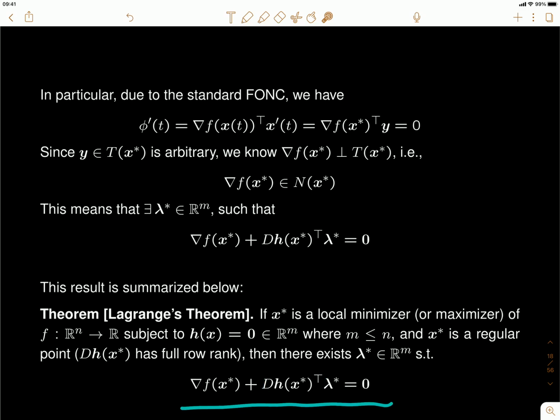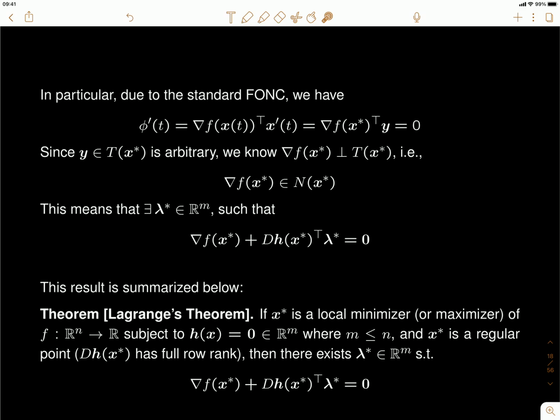Okay, that means this is true. So we're actually using this theorem. What you just need to know is that you can look at the point x star, and then you check the gradient of f and the Jacobian of H at this point. If you can find some lambda star such that this is equal to 0, or you can see that the gradient of f is in the column space of this matrix, or in the row space of the Jacobian, then at least it satisfies the necessary condition.